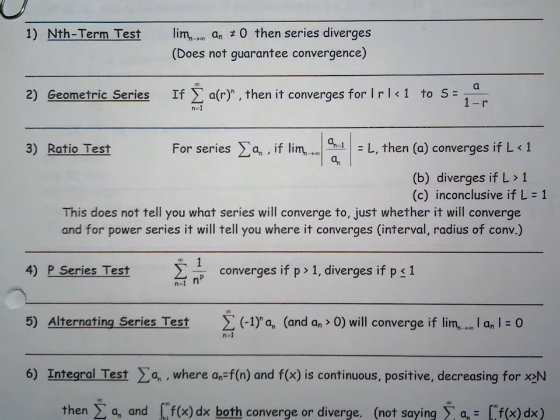Geometric series we've been studying since the last chapter. So the R value, the common ratio, if its absolute value is less than 1, then it will converge. And we use that idea on the ratio test next too. And that's the only one that I'm asking for the sum of in Calc BC.